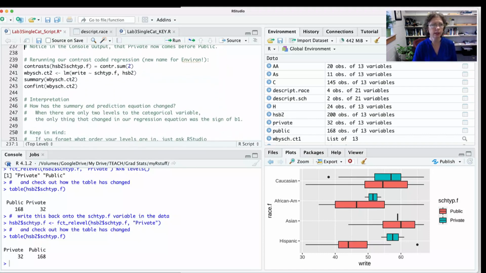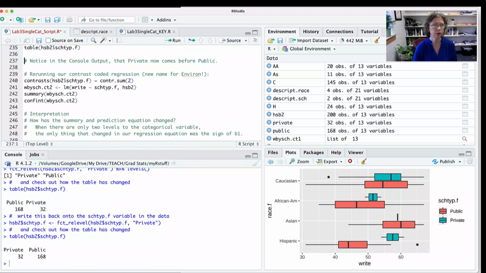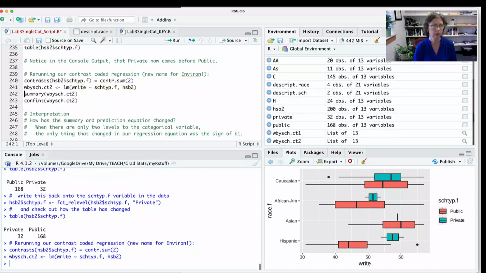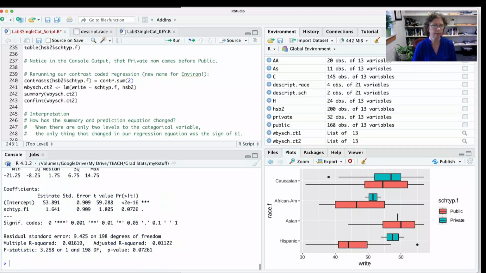Okay, now we're ready to reapply that contrast coding to our re-leveled school type. And once we have that all set, we can do the next regression. So I named it the same thing, but then contrast 2, which is assigned by the linear model of write predicted by school type in that data set. And I can call the summary.